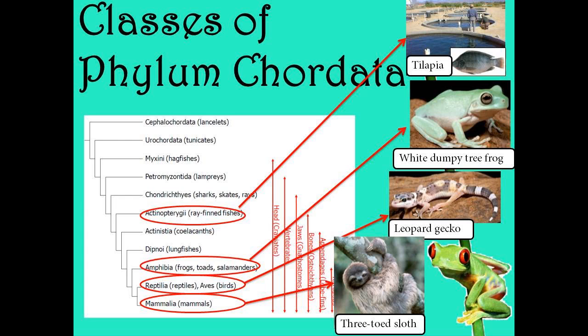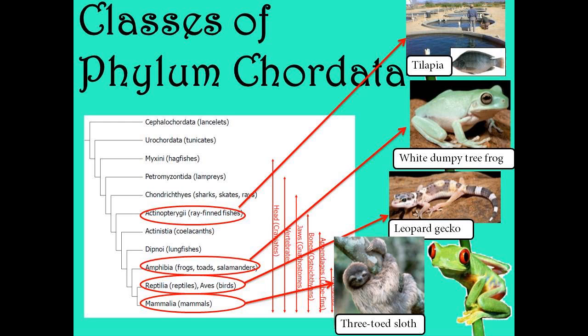Then of course Amphibia, this is a white dumpy tree frog, and some people have these as pets, so they have to go to the vet if they get sick. Reptiles and Aves, maybe some of y'all had birds or lizards as pets. This is a leopard gecko, my sister used to have one, and they have to go to the vet. And then of course mammals, this is a three-toed sloth. There are veterinarians that work on sloths. We're going to focus on Mammalia for the rest of the time.